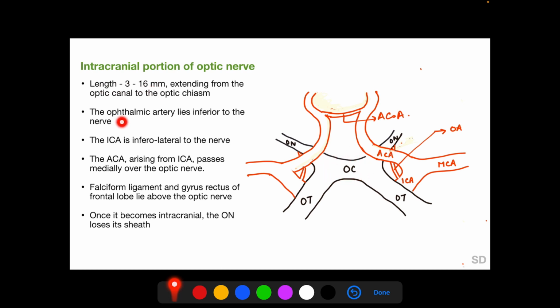The ophthalmic artery lies inferior to the optic nerve. The internal carotid artery is inferolateral to the nerve or the chiasm. The anterior cerebral artery arising from the internal carotid artery passes medially over the optic nerve, and the falciform ligament and the gyrus rectus of the frontal lobe lie above the optic nerve. The falciform ligament is a fold of dura lying above the intracranial opening of the optic canal. Once the optic nerve becomes intracranial, the optic nerve loses its sheath.